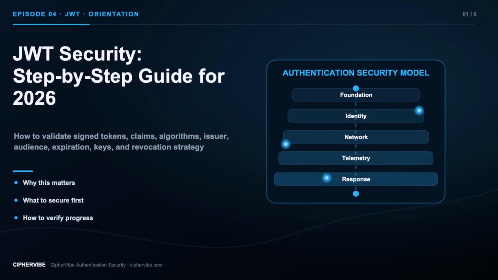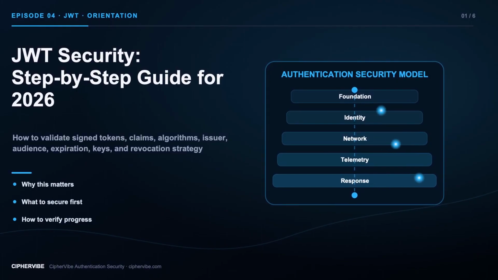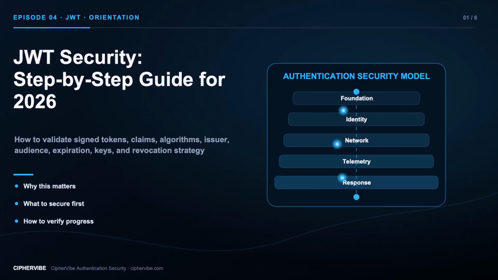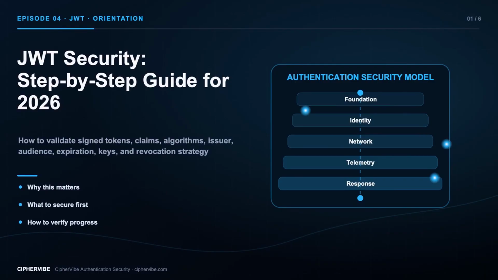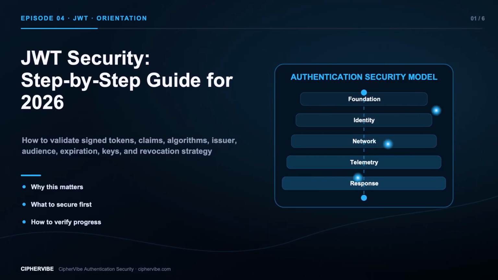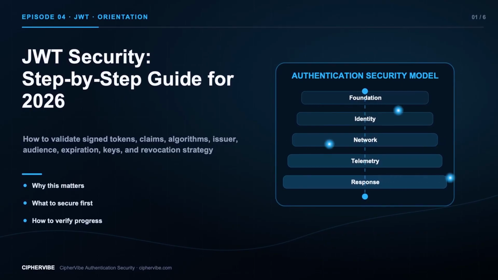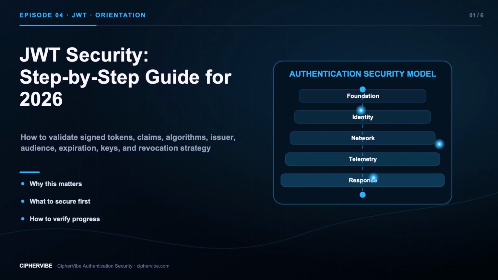Today we will make JWT Security, step-by-step guide for 2026 practical, prioritized, and connected to how real cloud environments are operated. JWTs are compact signed claims, not a security shortcut. This episode explains how to validate JWTs correctly, avoid common token mistakes, plan key rotation, design expiration and revocation, and keep authorization separate from authentication.